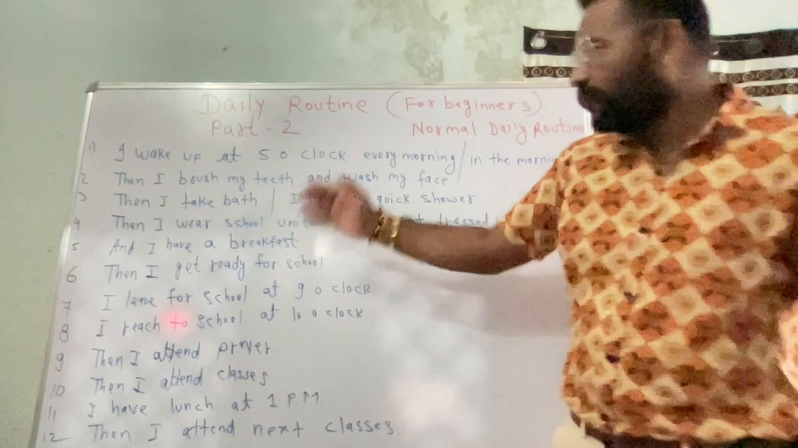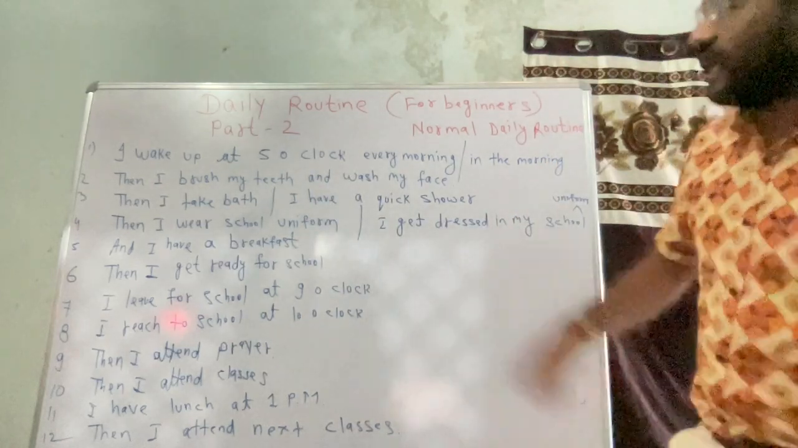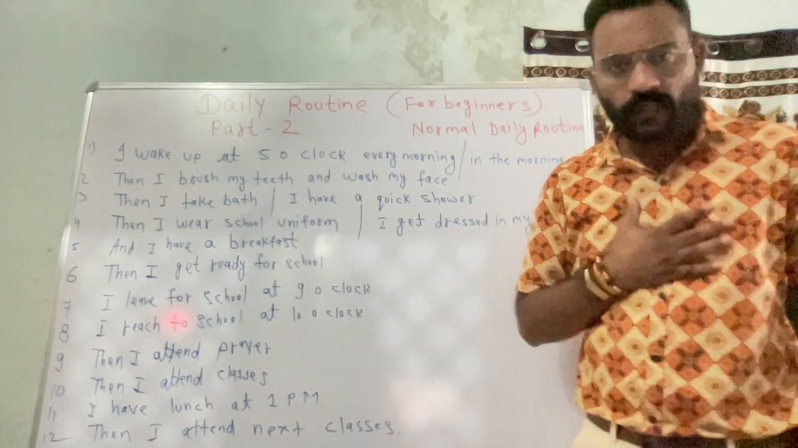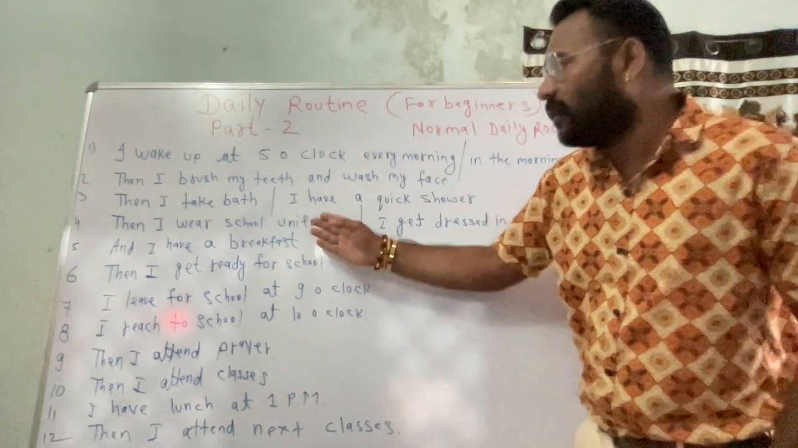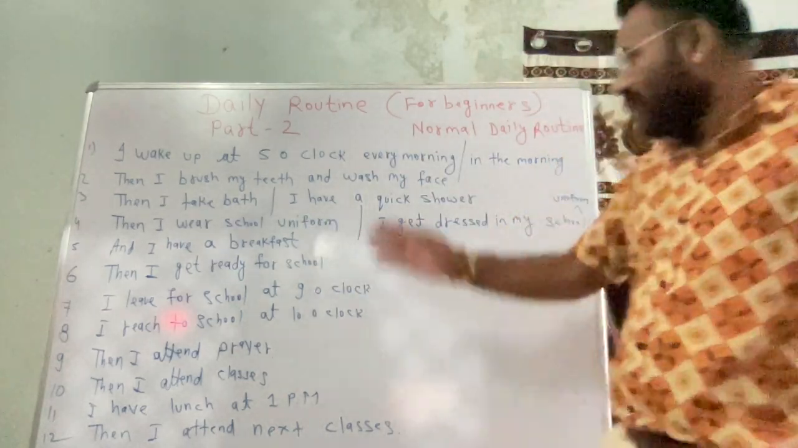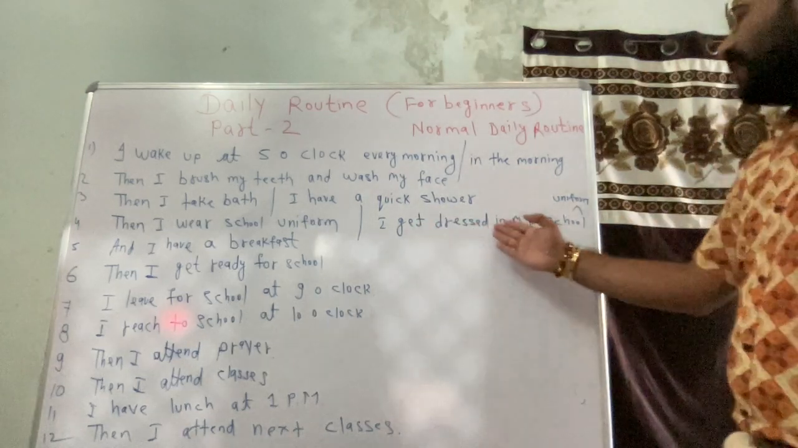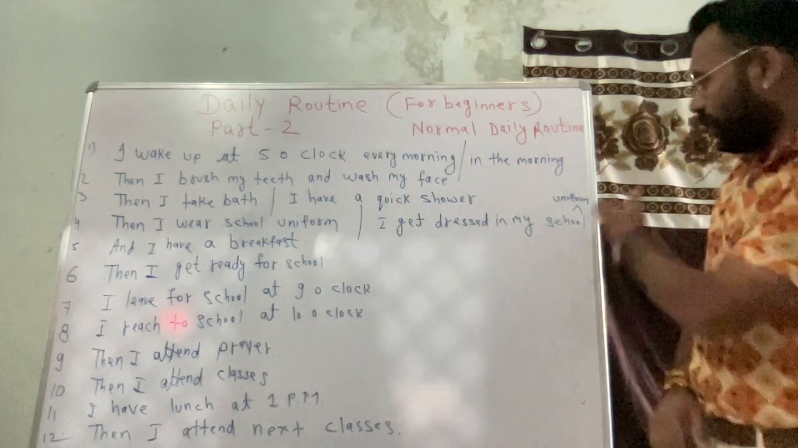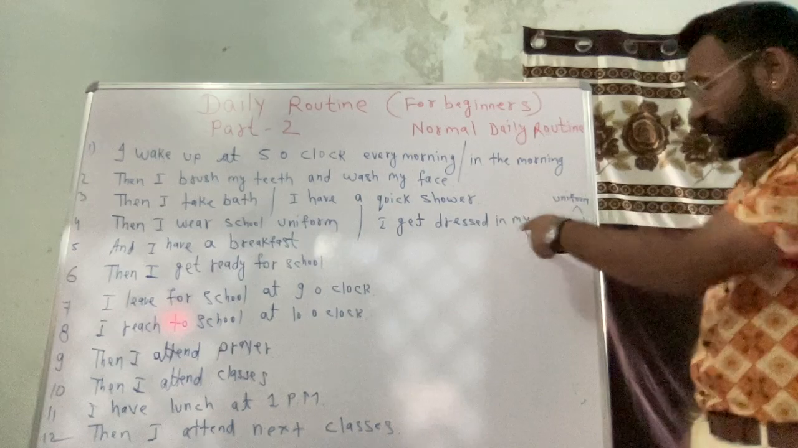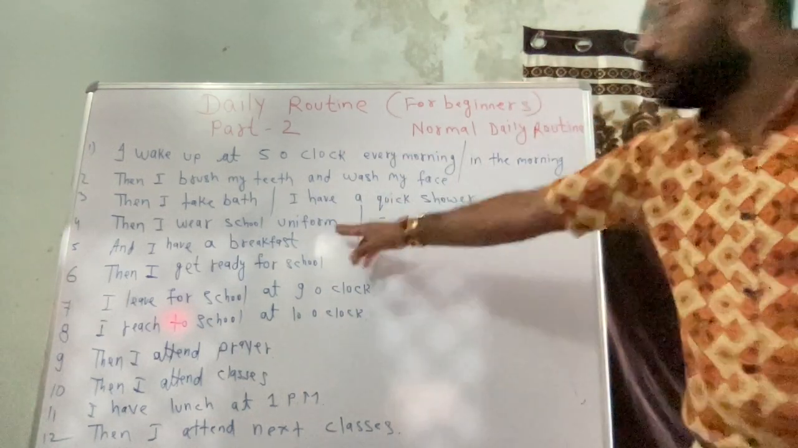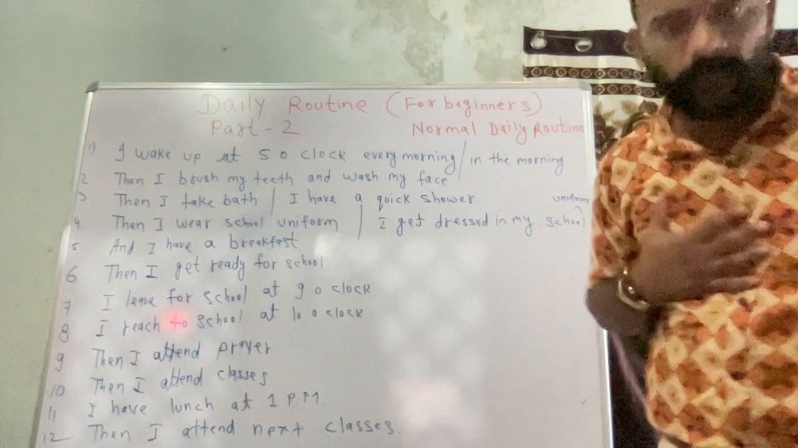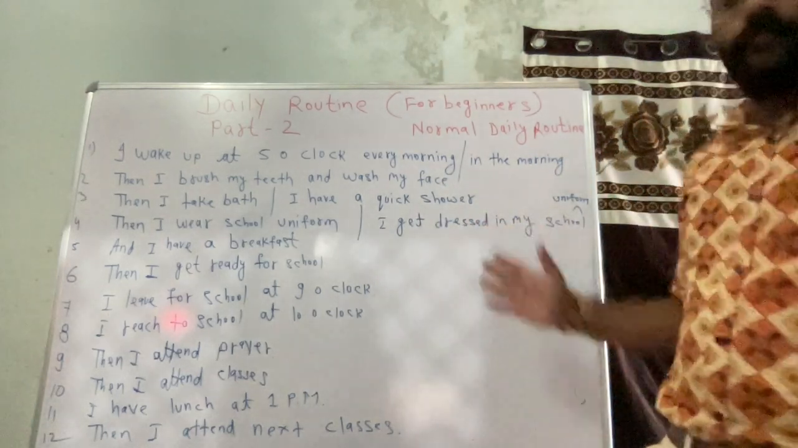The fourth one: then I wear my school uniform. You can also speak: then I wear school dress. Or I get dressed in my school uniform. दोनों का मतलब एक ही है. मैं स्कूल यूनिफॉर्म पहनता हूं, मैं मेरी स्कूल यूनिफॉर्म पहनता हूं और मैं स्कूल यूनिफॉर्म पहनता हूं.